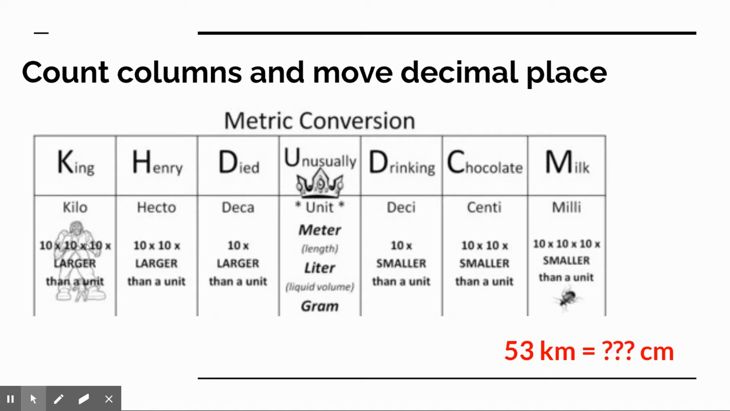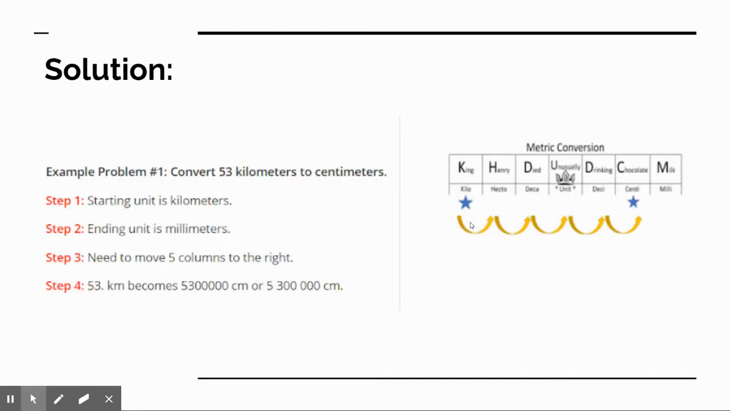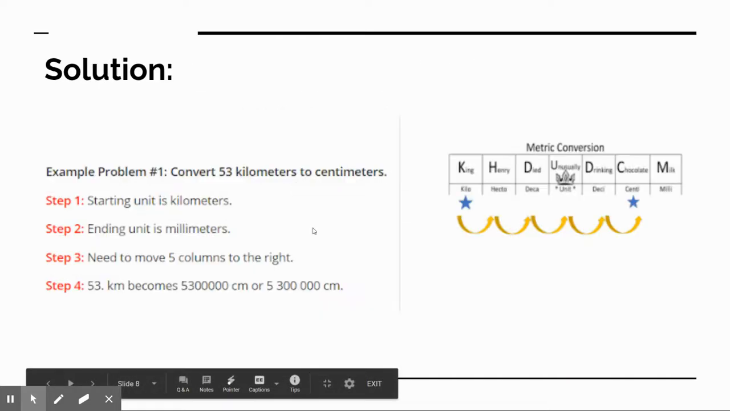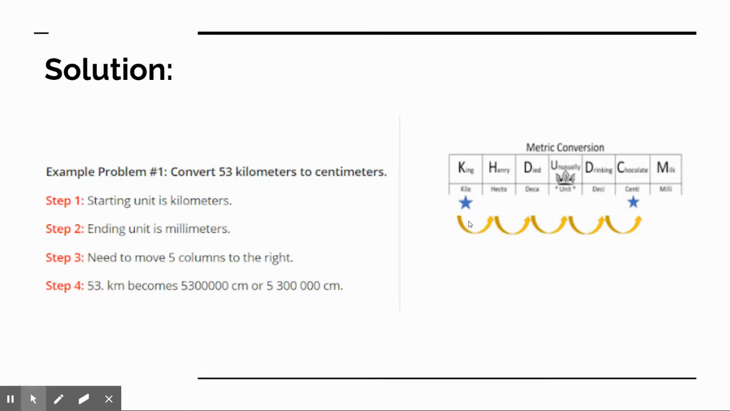What you're going to do is however many columns you need to jump to the right or left, that's how many spots you need to move your decimal place. So if we start on kilo and we move to centi, we're going to move it 1, 2, 3, 4, 5 spaces to the right. Here it is in a more written out way, and here's the graphic to go with it. If we move it 5 spots to the right, originally the decimal place was at the end of 53. If there's no decimal place written, you just assume that it's at the end of the number.